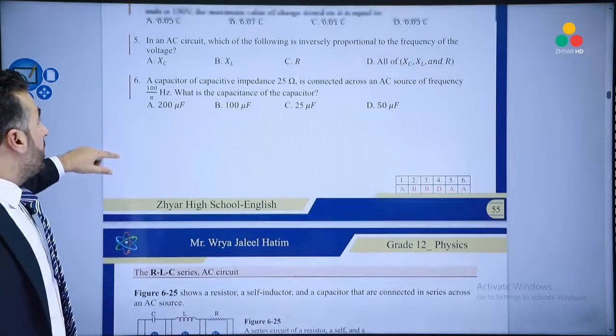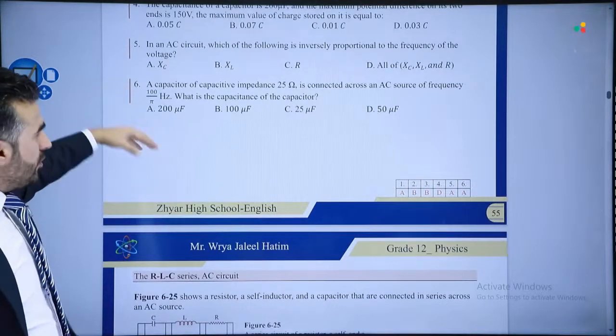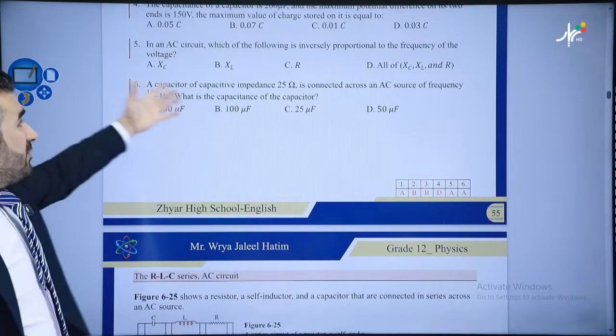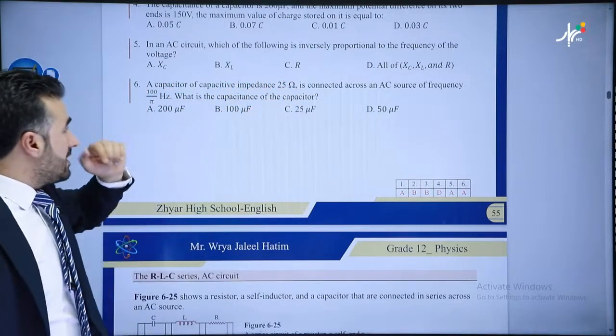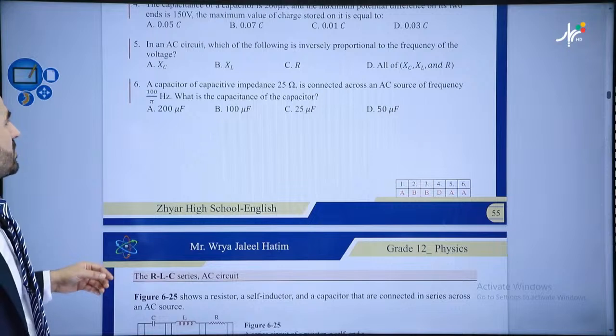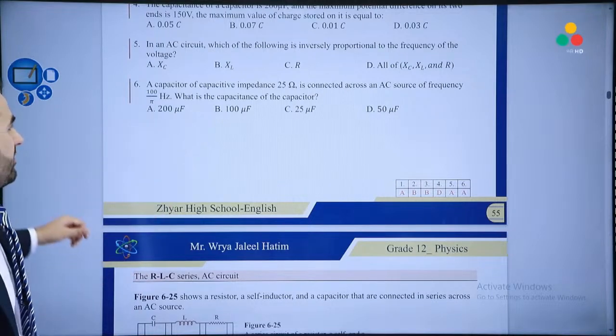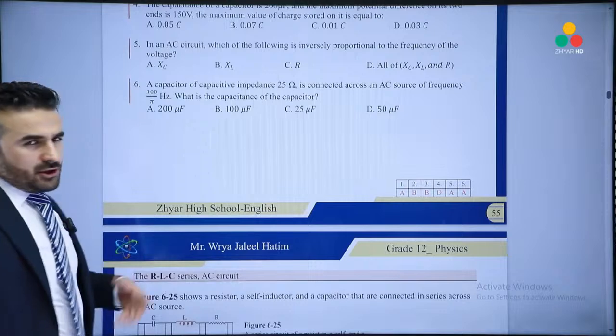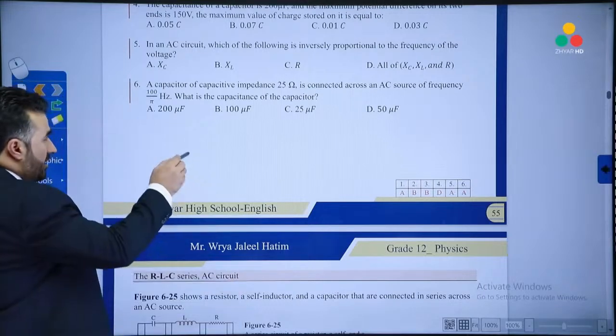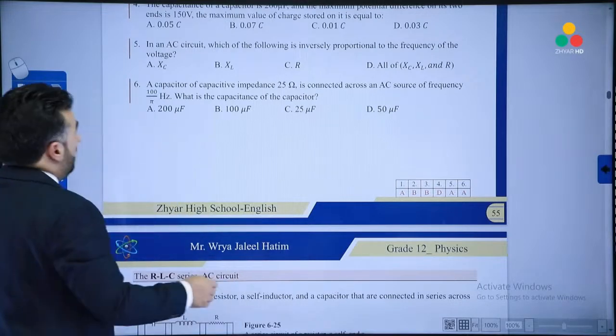Okay, now for question 6 here, of course, we have this one too. This is a capacitive impedance, that is XC, which is 25. It is connected across an AC source of frequency this much. What is the capacitance of the capacitor? That is easy enough, yeah? I'll write the equation that you need to know. Then, of course, I'll leave the math to you.